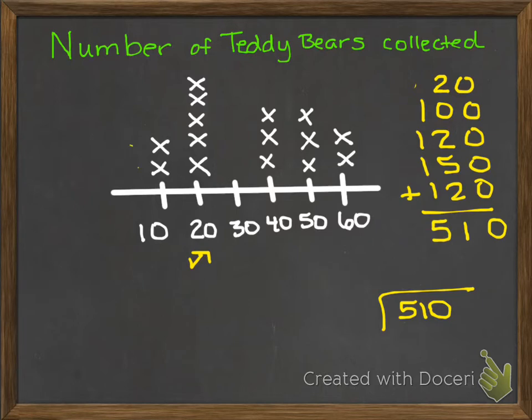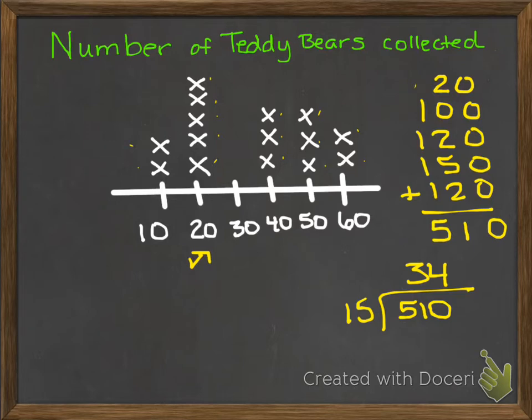of data pieces. So 1, 2, 3, 4, 5, 6, 7, 8, 9, 10, 11, 12, 13, 14, 15. So now I'm going to divide all that by 15. And when you do that, you get 34. So that's a nice number for us. So you do need to know how to calculate the mean.